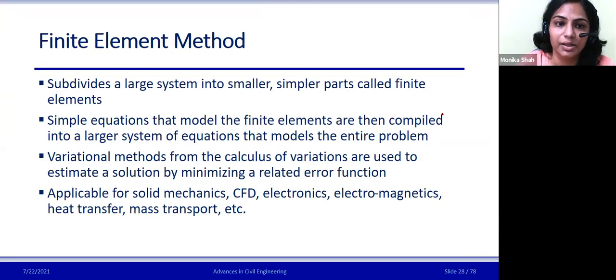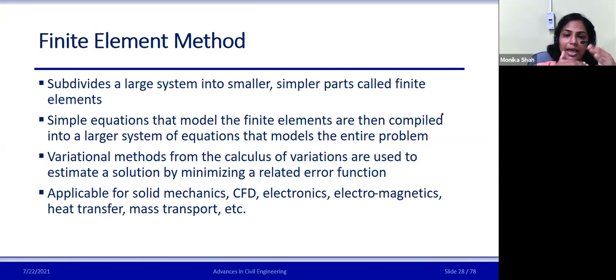The next method is the finite element method. This is the simplest, or you could say the most efficient, method, because it doesn't have any boundaries where it cannot be used for certain kinds of shapes. It can be used for any geometry. It can make things very simple. How it works, I'll show you in the next slide.